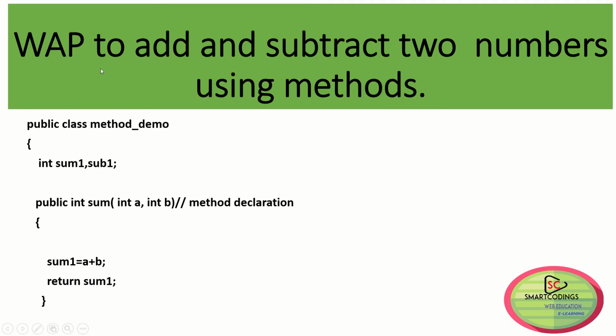See, the question is: write a program to add and subtract two numbers using methods. So for this, we have to declare a class here first, then two variables, sum1 and sub1, to store the result inside, and then we would write one method over here, as you can see, that is public int sum(int a, int b).